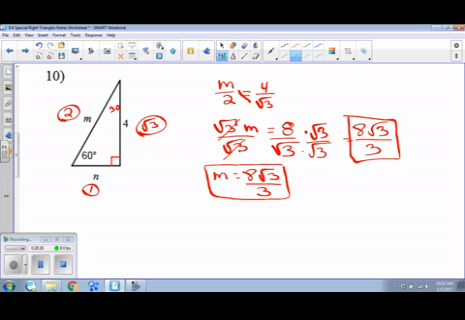So I wanted to work this problem with you guys so that you would remember how to get rid of a square root in the denominator. You just multiply times itself. But if you do it on the bottom, you have to do it on top also. Okay?